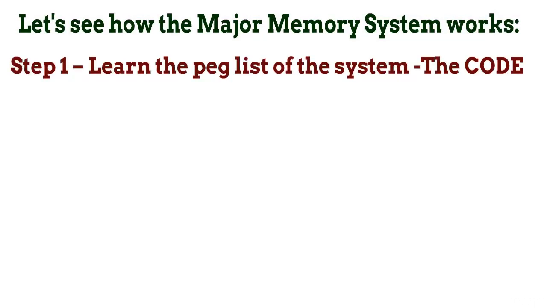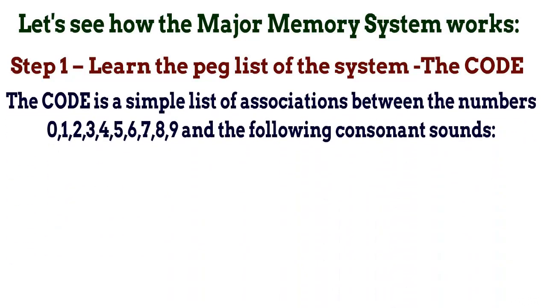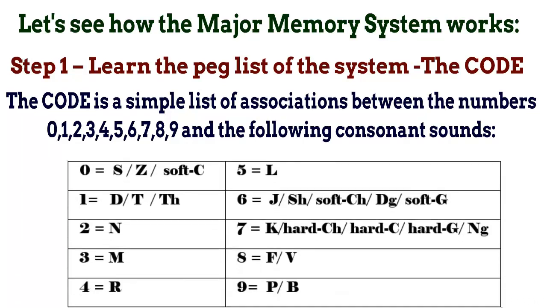The system works by converting number sequences into consonants, consonants into images, and linking images into sequences, little stories. Like all peg-type memory methods, the major system has the same sequence of 4 steps. Step 1. Learn the peg list of the system, the code. The code is a simple list of associations between the numbers from 0 to 9 and the following consonant sounds.